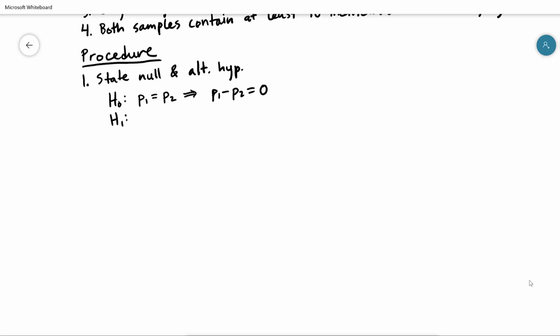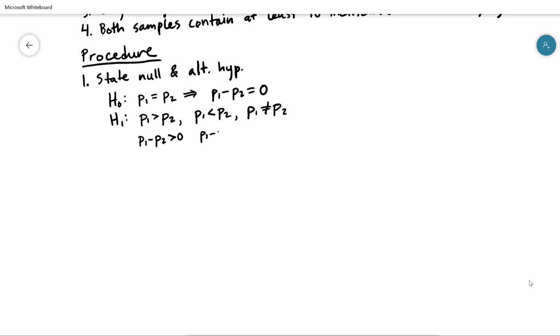And the alternate hypothesis will take one of the many forms we've talked about, with either P1 greater than P2, P1 less than P2, or P1 simply not equal to P2. And we can rewrite each of these in the same way that we did right here by subtracting P2 from both sides. So this one could be rewritten as P1 minus P2 is greater than 0.